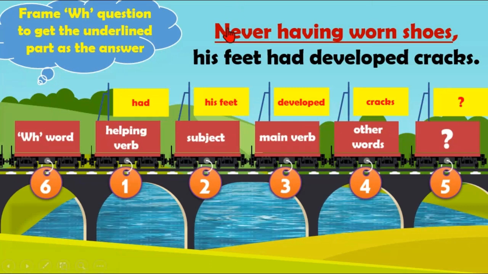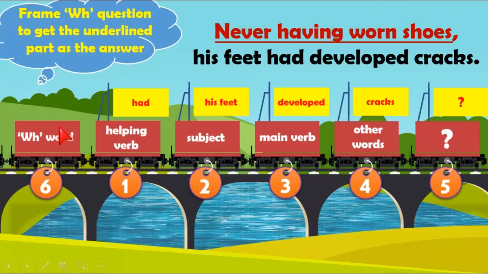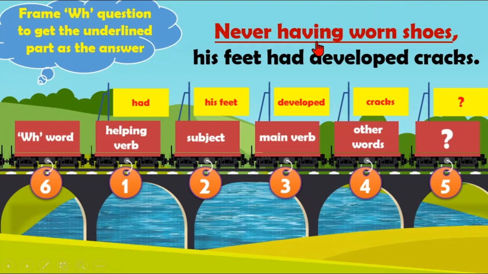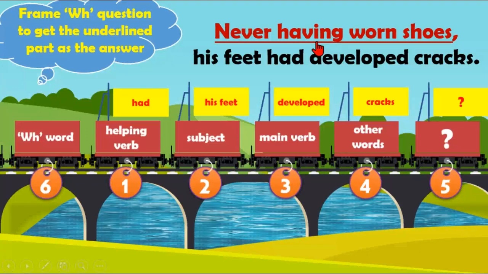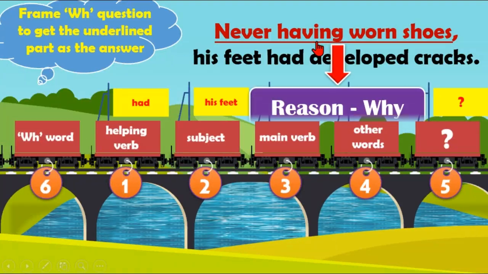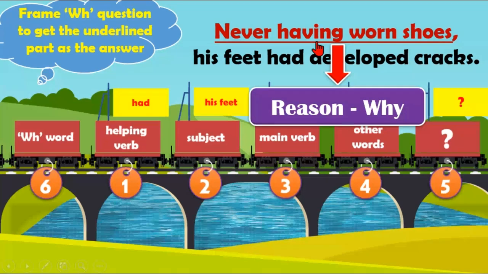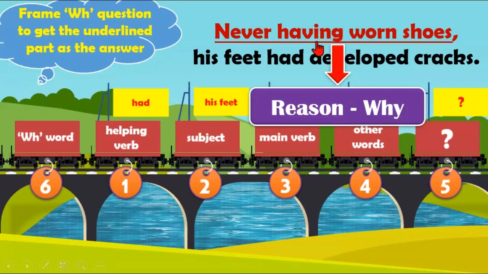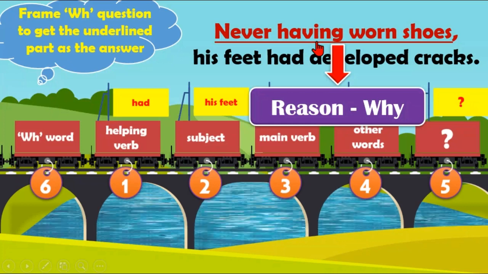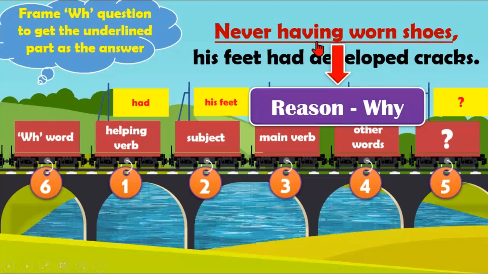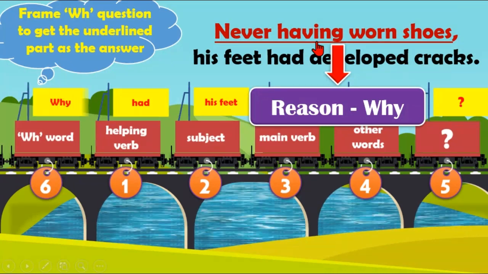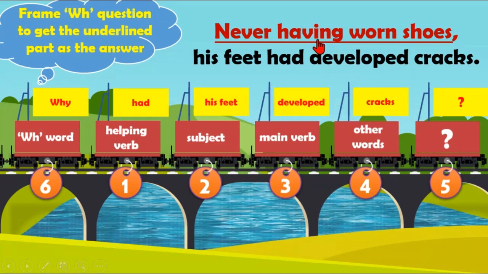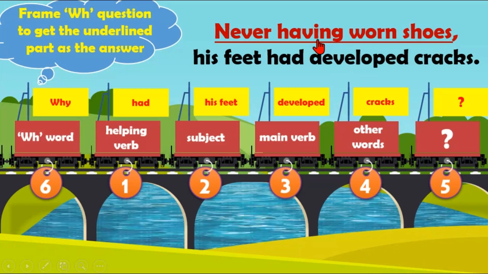And the next step, we have to add suitable WH words. So what is a suitable WH word here? Never having worn shoes. It tells us the reason. So here is a suitable WH word. Why? Look at the question. Why had his feet developed cracks?